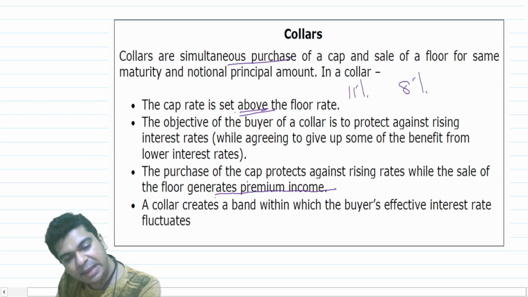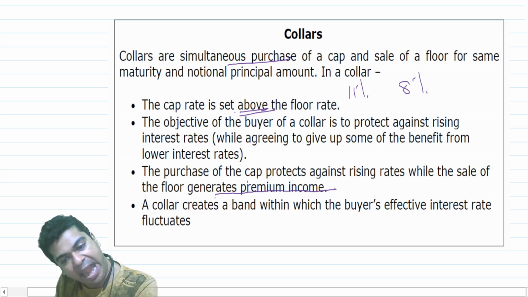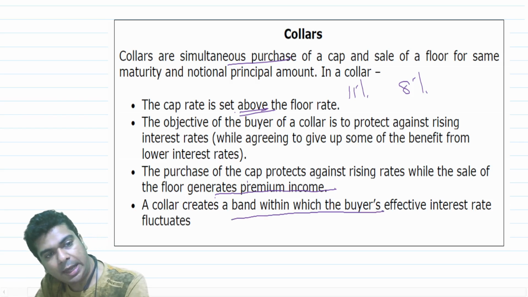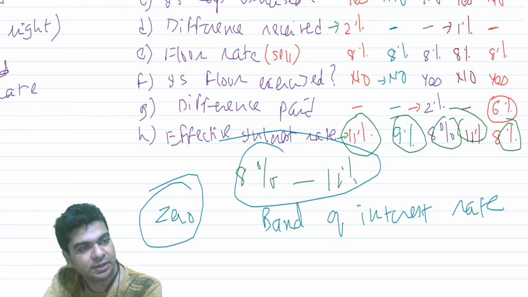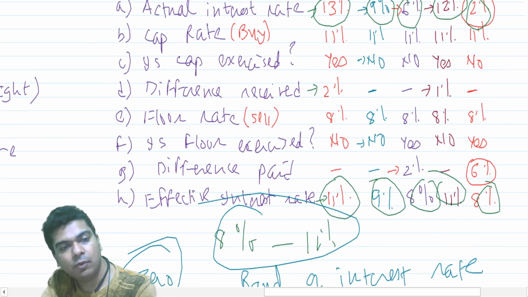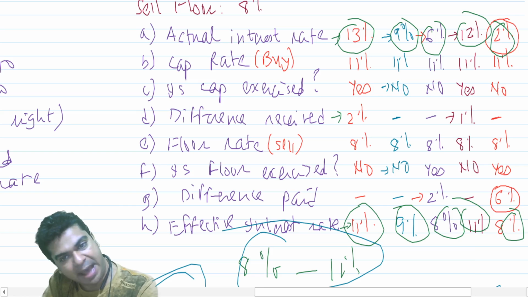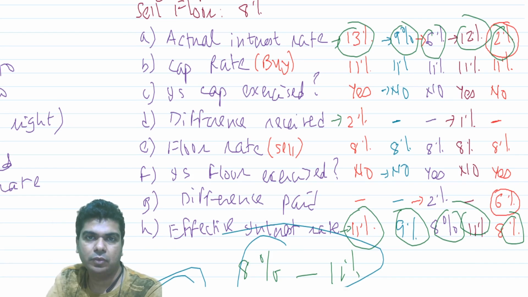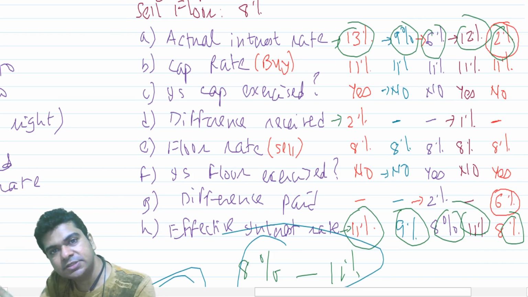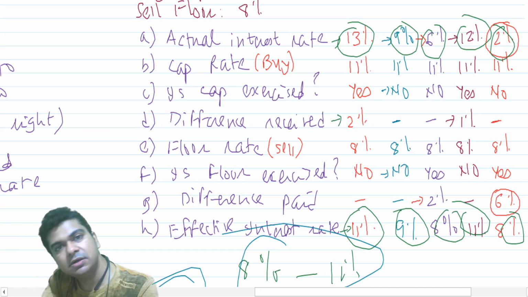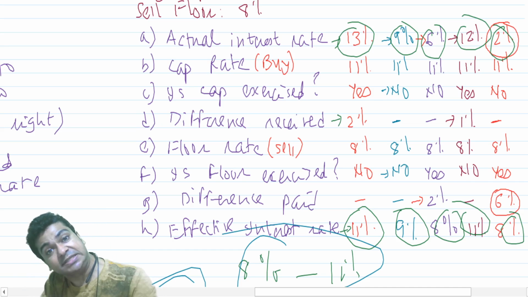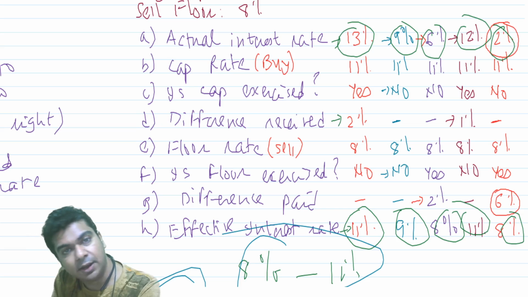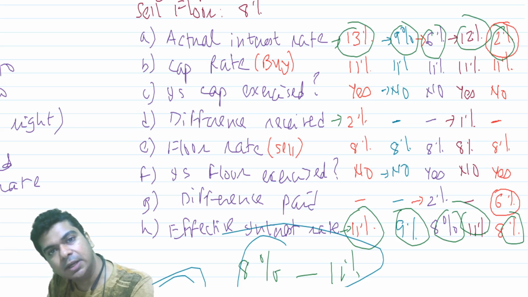And then the main thing, a collar creates a band within which the buyer's effective interest rate fluctuates. I've shown that by way of example over here itself, how we are creating a band of 8 to 11%. In certain circumstances, cap is exercised. In certain circumstances, floor is exercised. In certain circumstances, cap and floor both are allowed to expire. And that is how a band will be created.